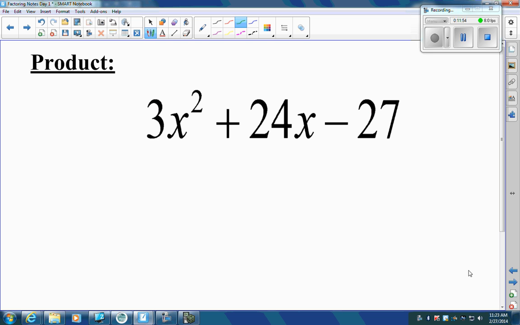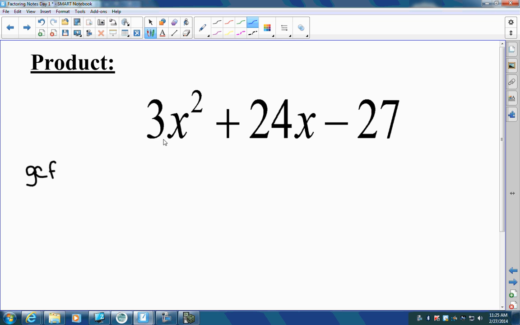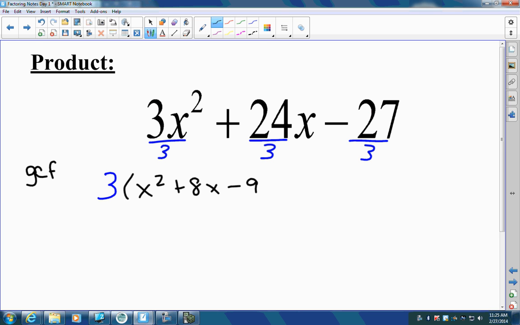All right, here's the next one. Ready? Some of you need to write it down. Let's go. All right, so if you're watching the video, pause the video and try it. The rest of us need to try it and check it in the calculator. All right, so step 1 is to pull out the GCF. 3 goes into all of them. So that means to divide everything by 3. I get x squared plus 8x minus 9.